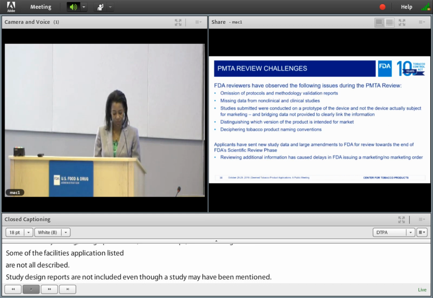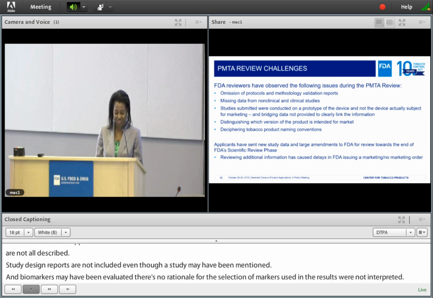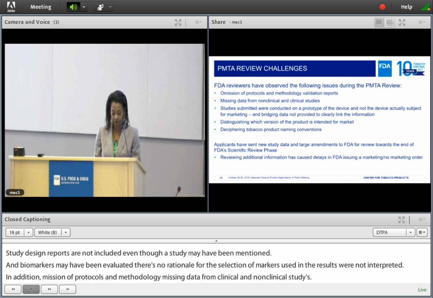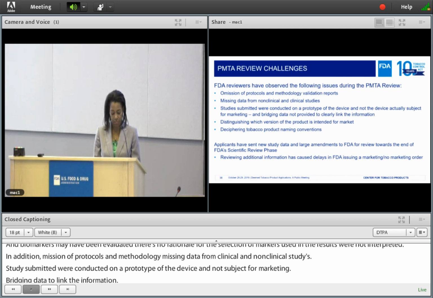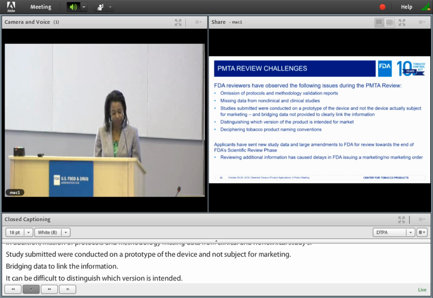In addition, there is omission of protocols and methodology validation reports, and missing data from clinical and non-clinical studies. Studies submitted were conducted on a prototype of the device and not the device actually subject for marketing. And bridging data was not provided to clearly link the information. It can be difficult to distinguish which version of the product is intended for market. And deciphering tobacco product naming conventions can also be problematic.